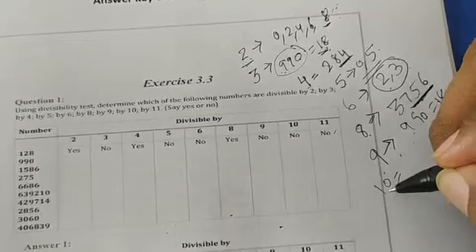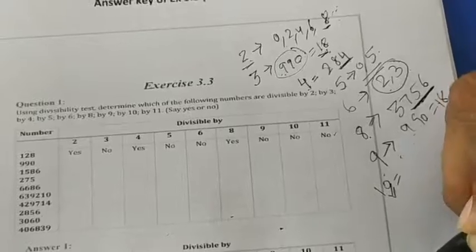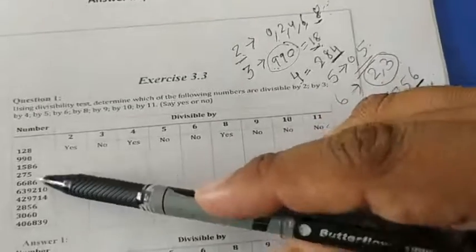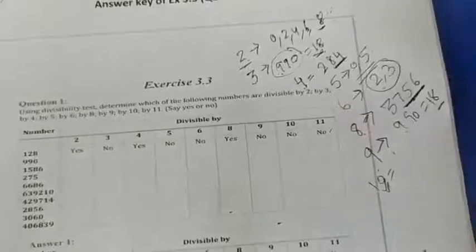10. Whose unit place is 0, then that number will be divisible by 10. Same this one and this one. These are divisible by 10.